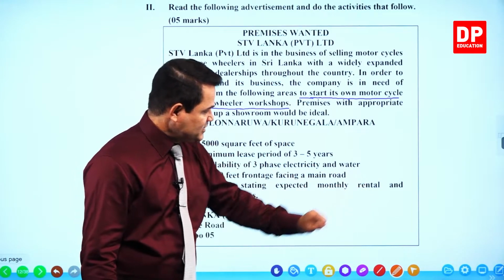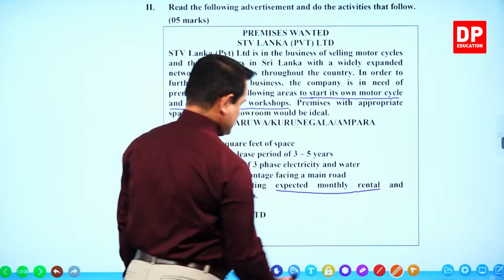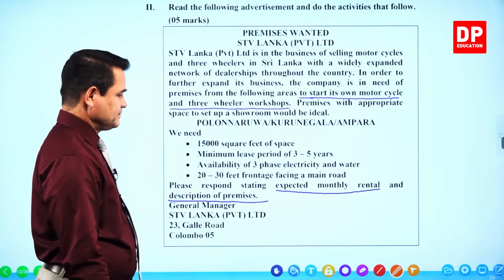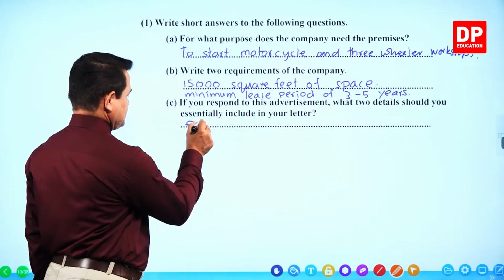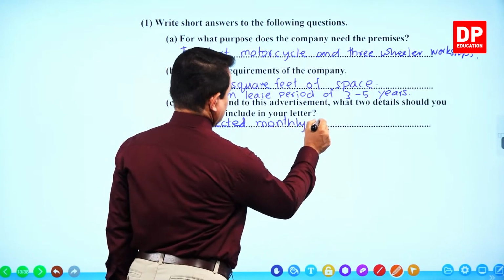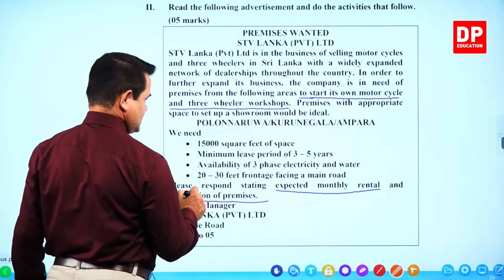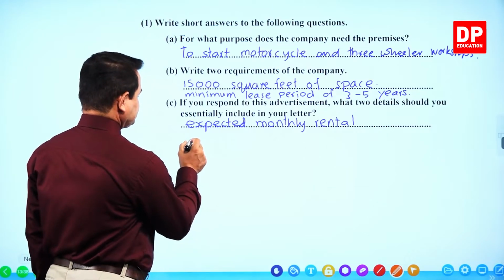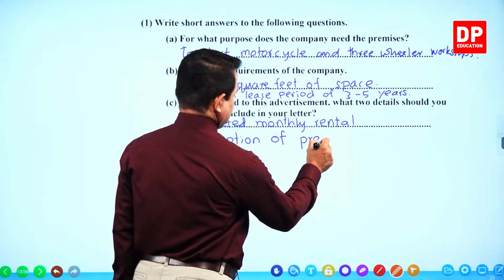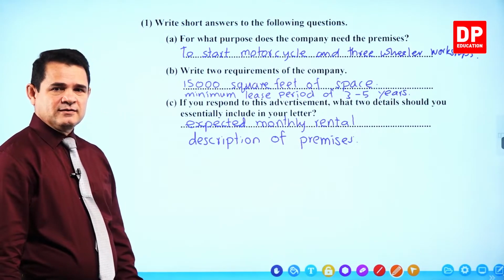Expected monthly rental and description of premises. These are the 2 things. Monthly rental and description of premises. These are the 2 things essentially to include in your letter. It is mentioned in the advertisement.